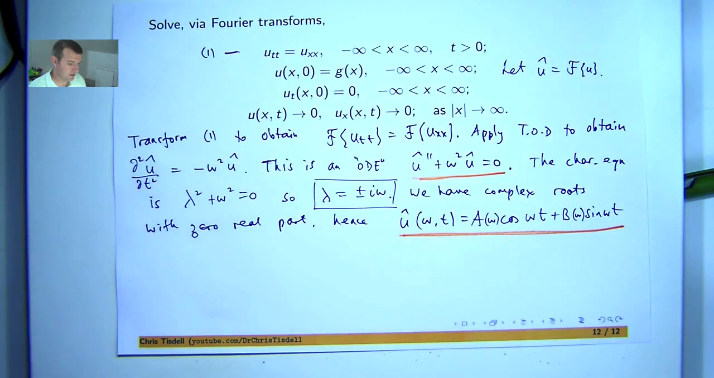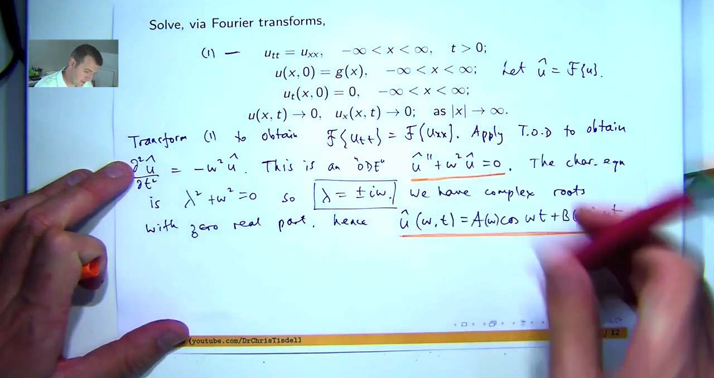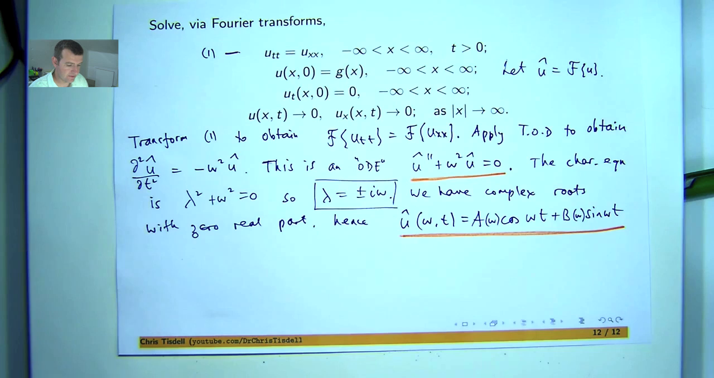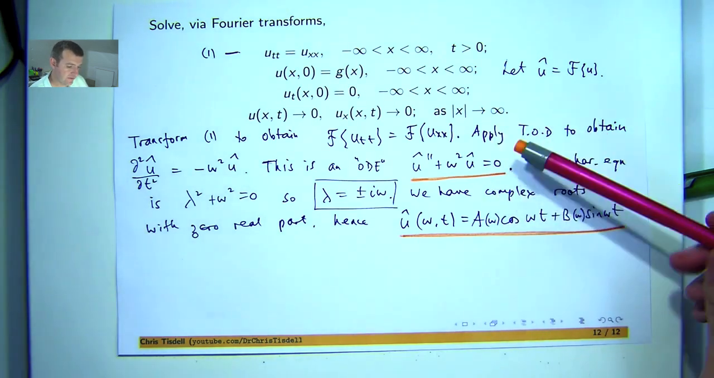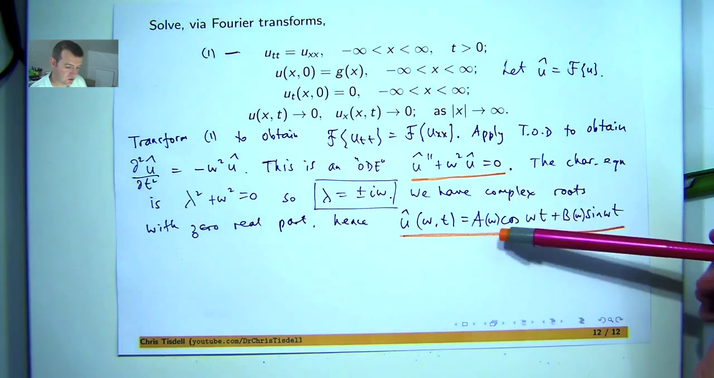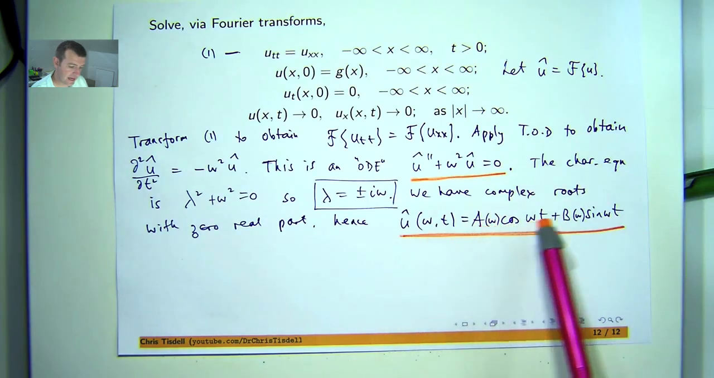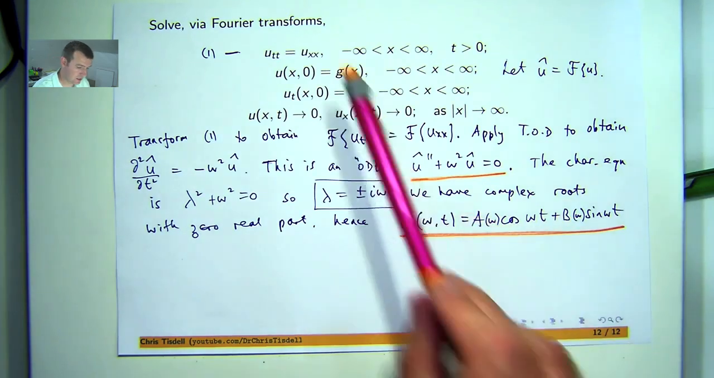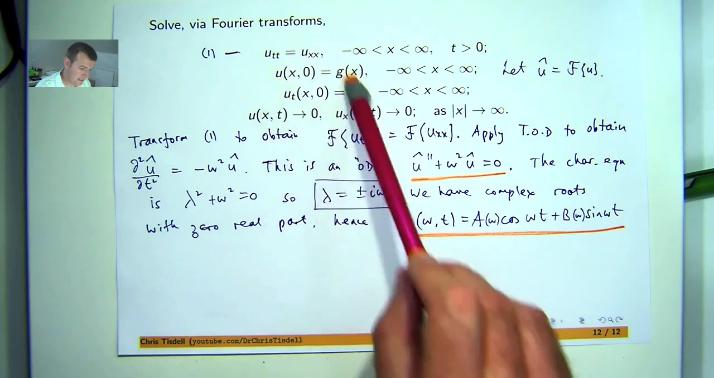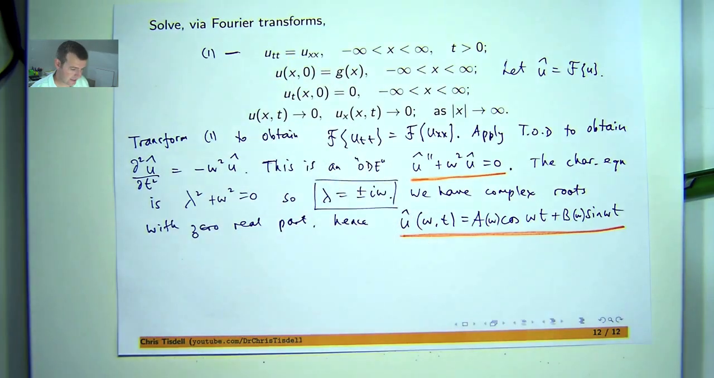Okay, so we came up with a transform problem. We've now found a general solution to the transform problem. What we're going to do now is refine it by calculating A and B. How do I do that? Well, I'm going to use these conditions up here.